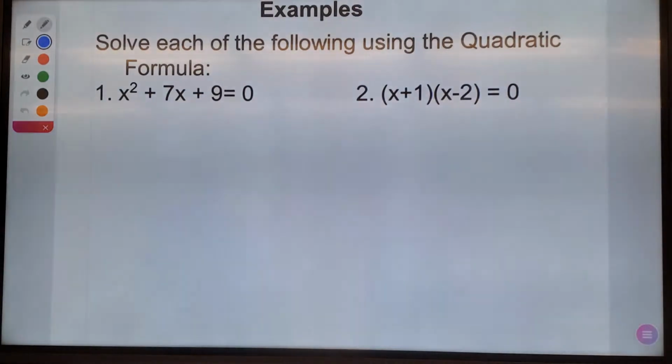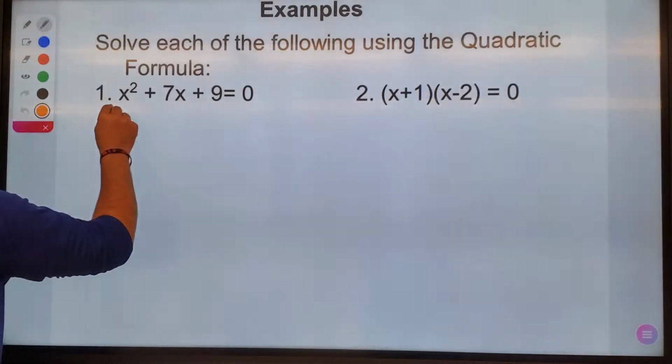Okay, so 2 examples on this page. Number 1 is already in standard form on the left-hand side, x squared plus 7x plus 9, and it's already set equal to 0. So we can just go ahead and identify a, b, and c, set up the quadratic formula, and then work it out.